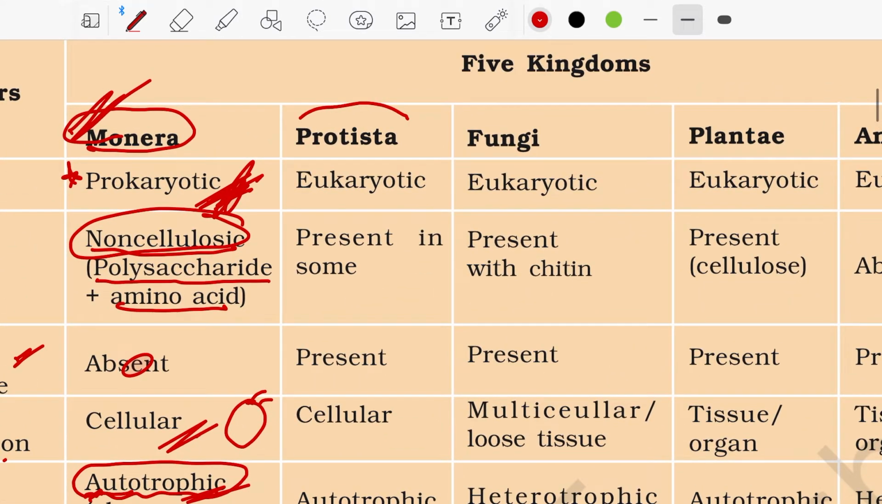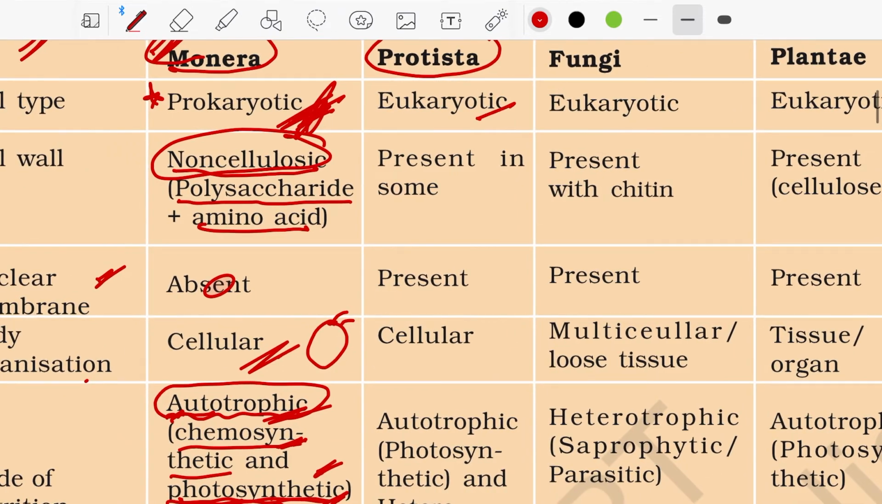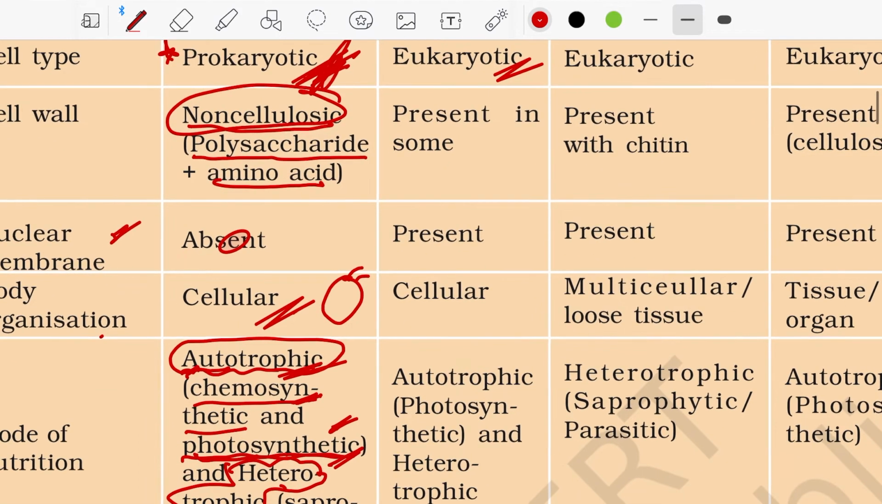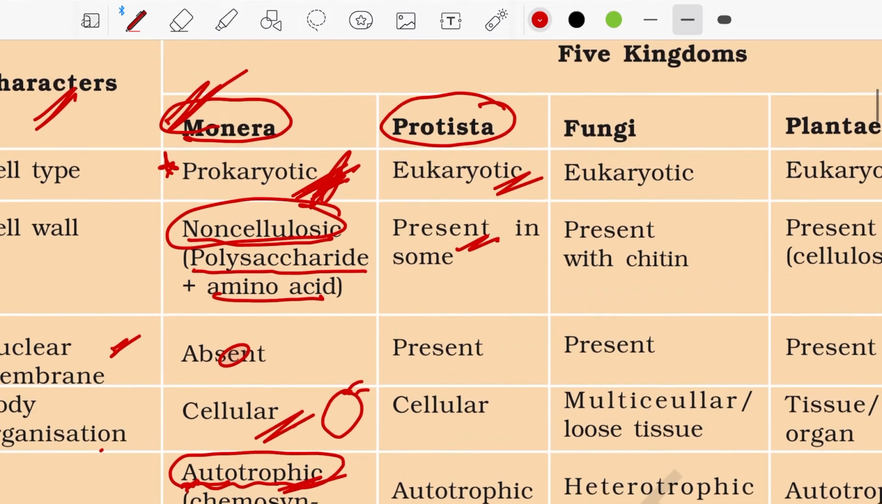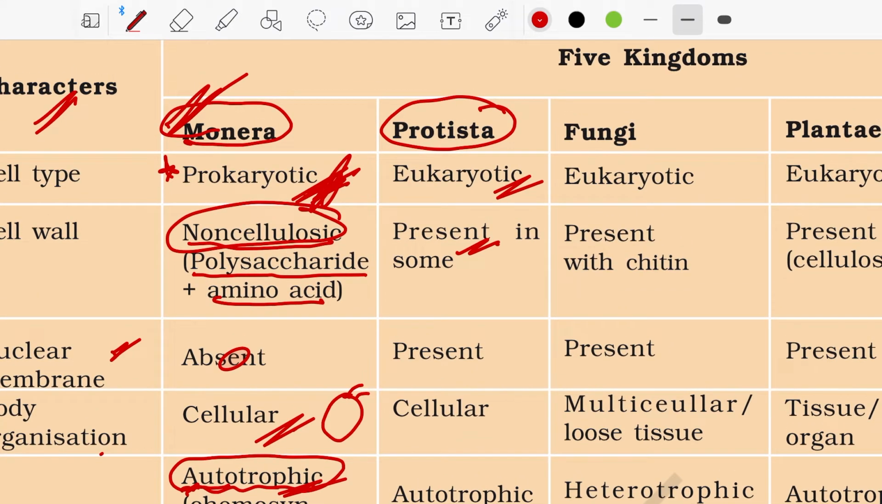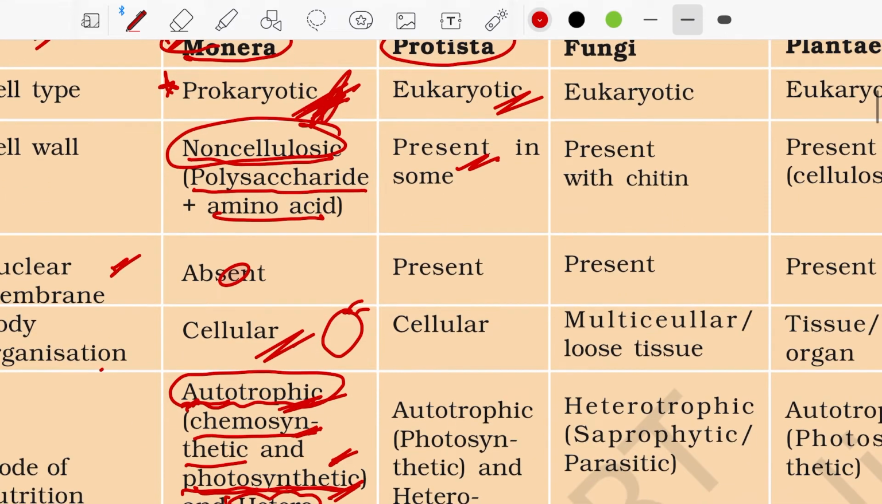The next individual is Protista. Protista have an eukaryotic cell type. They have a true nucleus. The cell wall is present in some forms of protists; in other forms it is absent. But generally speaking, the presence of a cell wall is an important feature.